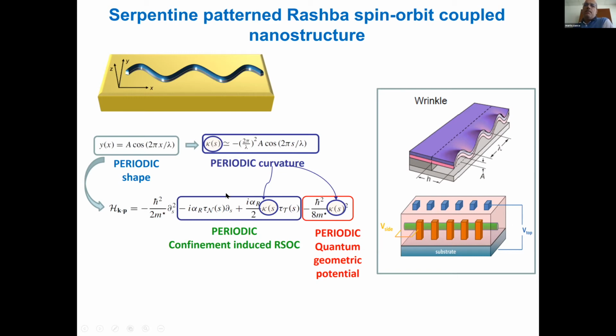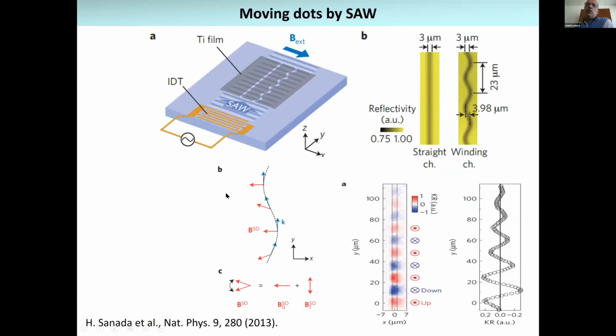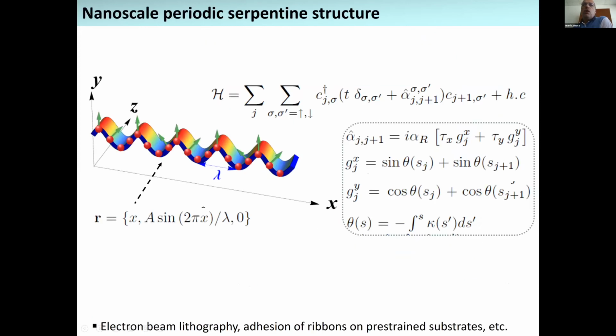You can also use this moving dot approach, which was discussed and presented yesterday, where you have this moving dot and use acoustic waves to design a periodically serpentine Rashba spin orbit coupling. And this has been shown indeed, that the spin of your electron can be modulated, as I was mentioning before. So here we did the same. We take this tight binding approach for simulating an effective serpentine structure.